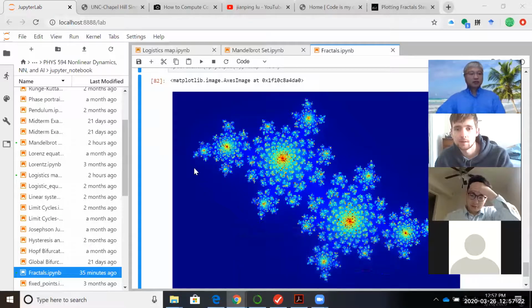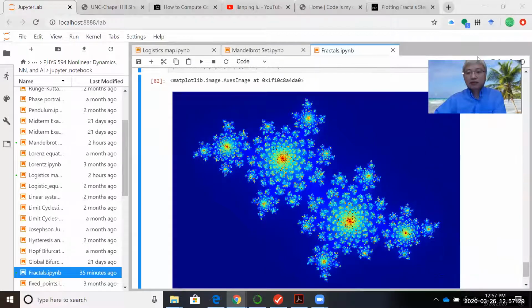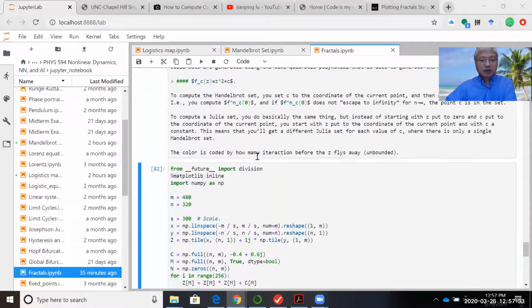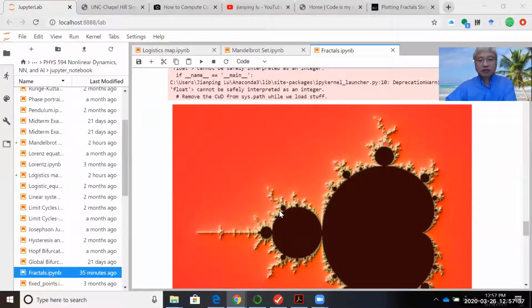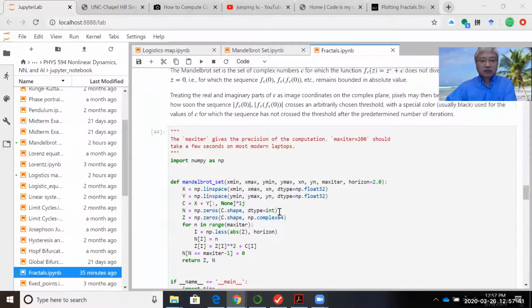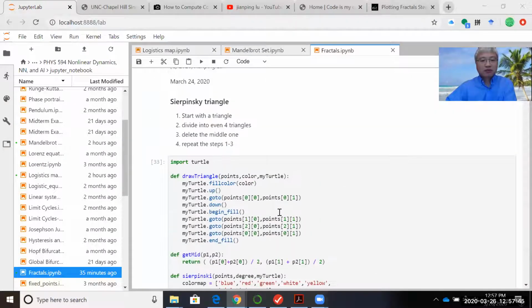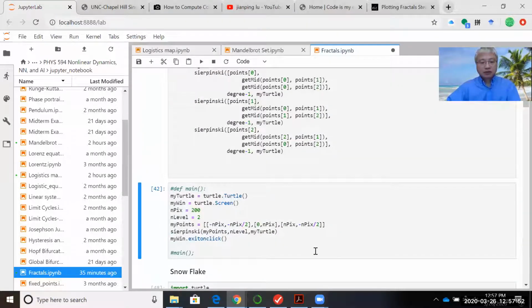Okay, so I'm switching to the Jupyter Notebook and showing some more examples of fractals. I'm going to talk about the Julia set and the Mandelbrot set either later or next lecture. But first, I have this more fractal, the Sierpinski triangle. Let me run this code and see.